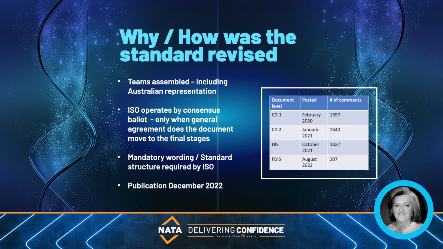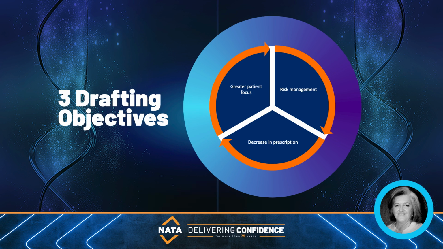The structure is significantly different, with the focus on operations, with management system support. The new standard had 3 drafting objectives. There was a greater focus on the patient and patient care. There was a greater focus on the importance of risk management for the laboratory and for the patient. And there was a requirement for a decrease in prescription, allowing more opportunity for labs to do things in a way that meets their needs.